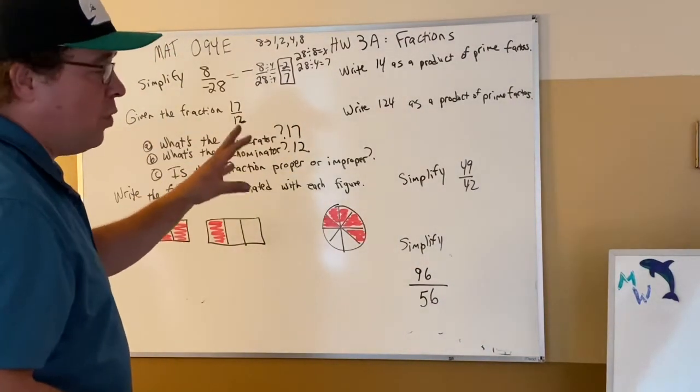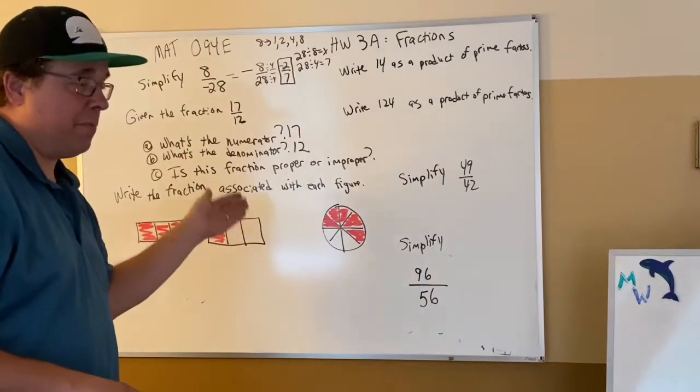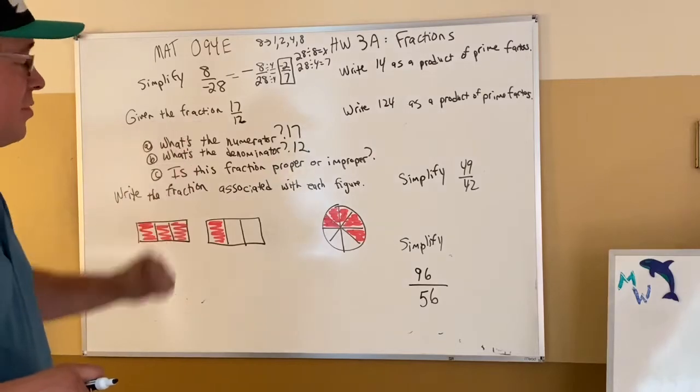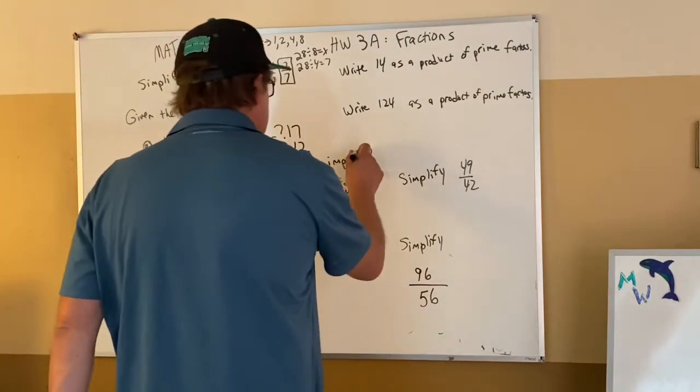12 over 12 would be 1. 11 or fewer over 12 would be a proper fraction. And 12 over 12 is an improper fraction, as would something like 17 over 12. And this would be an improper fraction.